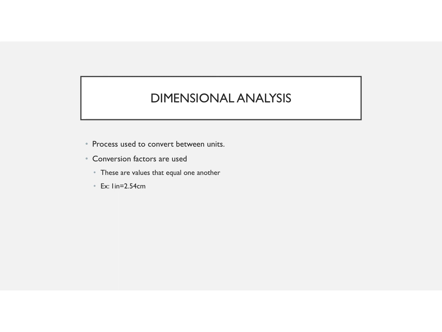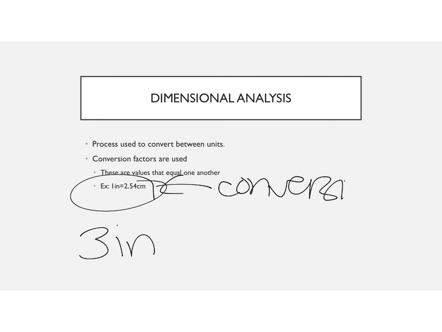So for example, if I say I have 3 inches of something, and then someone asks, well, how much is that in centimeters? I need to know how to convert that. And how I do that is using conversion factors. This is an example of a conversion factor where these 2 values equal each other. So if I say I have 1 inch, I can also say I have 2.54 centimeters. So if I have 3 inches and I want to know how much that is in centimeters, I would use this conversion factor to figure it out.